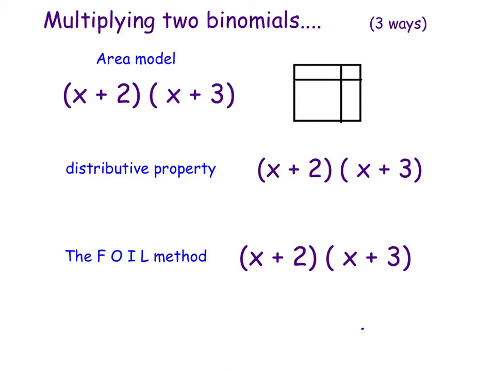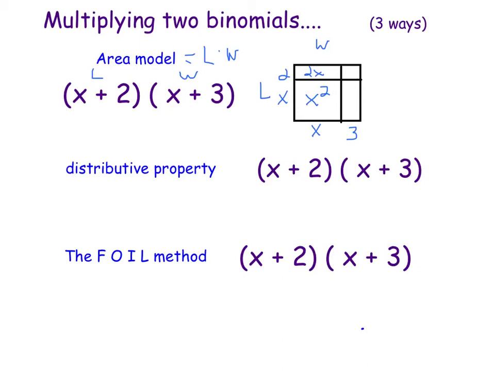Alright, the area model talks about if you have a rectangle, you know that the area of that rectangle is length times width. So here we have the length and here we have the width. So this would be an x, and we add 2 to it. And here is our x, and we add 3 to it. And then you can find the area of all of the little pieces. X times x is x squared. X times 2 is 2x.